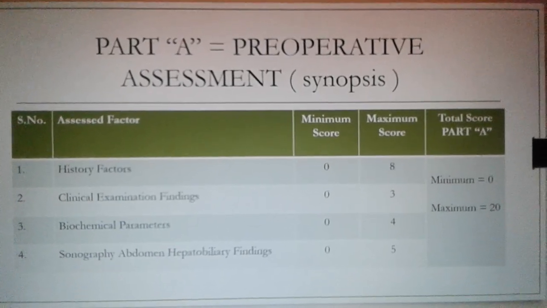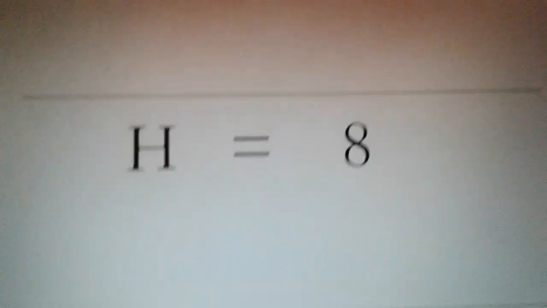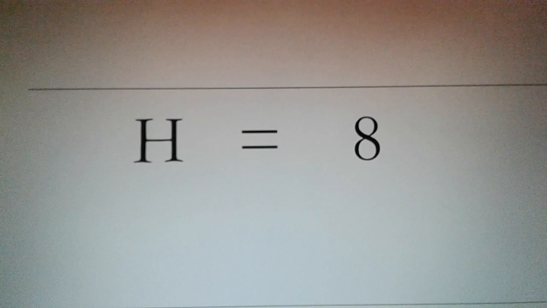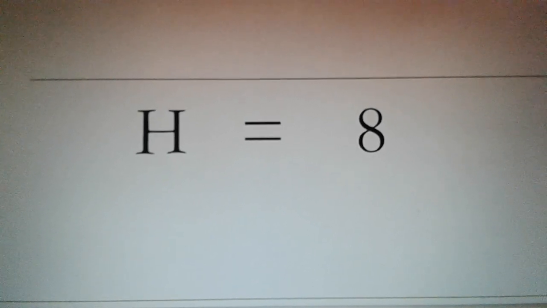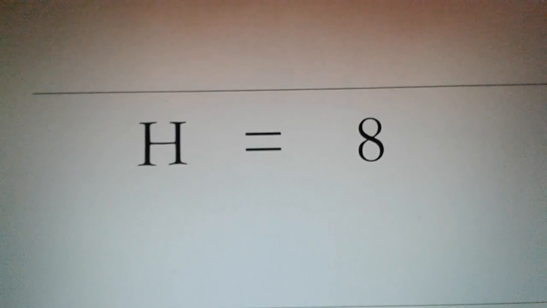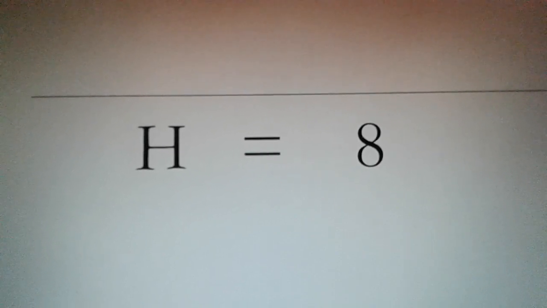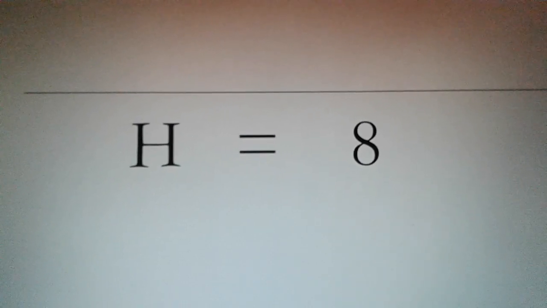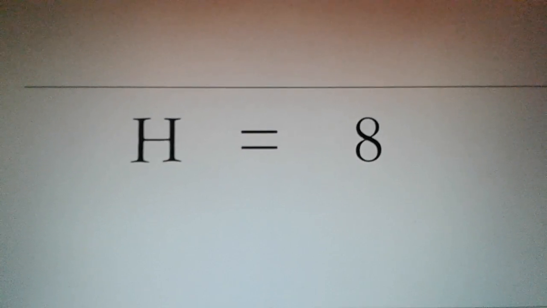Okay, let's see how I can help you. Now in this slide you can see here H for history factors. Now if you can join the two longitudinal lines of H upwards and downwards, it will look like 8. So in this manner you can remember that history components have maximum score 8.